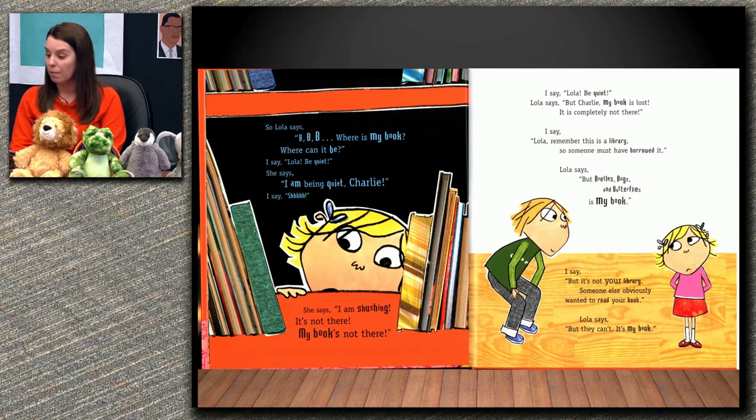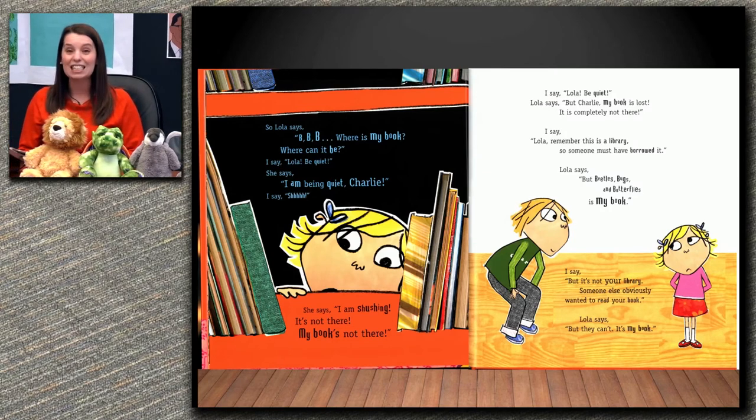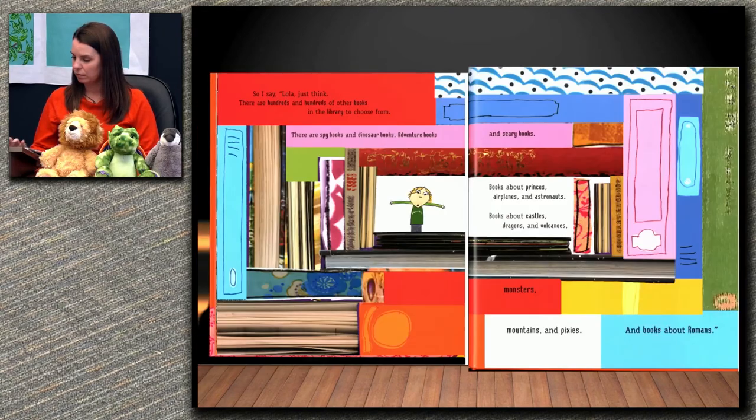Lola says, "But Charlie, my book is lost. It is completely not there." I say, "Lola, remember, this is a library. So someone must have borrowed it." Lola says, "But Beetles, Bugs, and Butterflies is my book." I say, "But it's not your library. Someone else obviously wanted to read your book." Lola says, "But they can't. It's my book." So I say, "Lola, just think, there are hundreds and hundreds of other books in the library to choose from. There are spy books and dinosaur books, adventure books and scary books, books about princes, airplanes and astronauts, books about castles, dragons and volcanoes, monsters, mountains and pixies, and books about Romans."